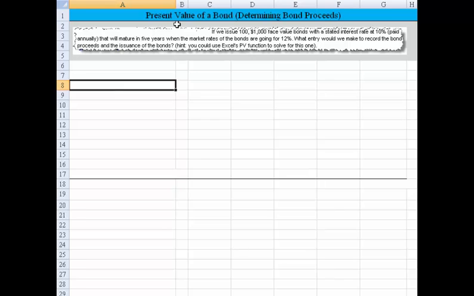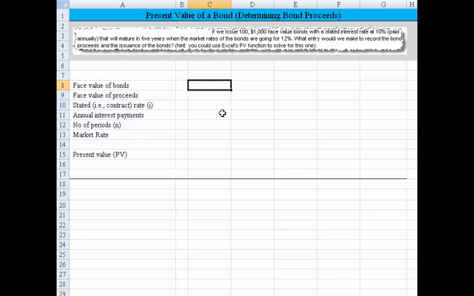First, let me bring a couple things to light, and I've solved this one ahead of time, just to save time in the demo. What we need to do is answer a series of questions that will eventually get us to determine the present value. First we need to know the face value of the bonds, and that's $1,000, right? And the face of the proceeds would then be equal to 100,000.